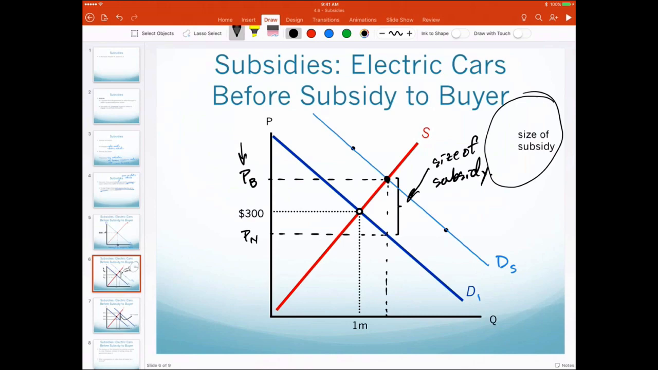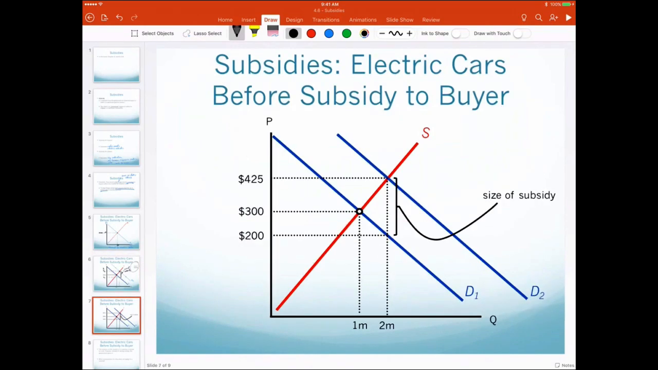All right, so again, this is a lot like the analysis with taxes, except now we're shifting the curves up, right, showing an increase in demand, okay? All right, so the next slide has this all drawn out nice and neat, size of subsidy, and the higher price put here, okay? So this is the price the buyer pays now, right?